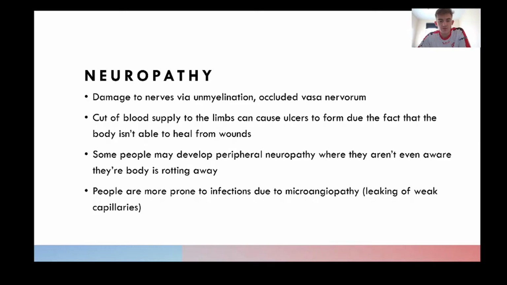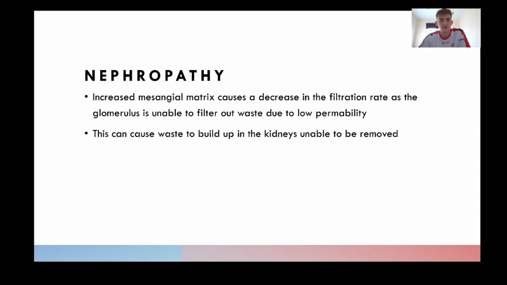And you're also more prone to infections due to this microangiopathy, which is basically your capillaries becoming weak and starting to leak blood and protein as well. So lastly, nephropathy. That occurs in the kidneys. So you've got this increased mesangial matrix in the glomerulus, causing a decrease in permeability of molecules and a decrease in filtration rate. This means that waste can build up in the kidneys, which is unable to be removed, and then cause damage to the body.